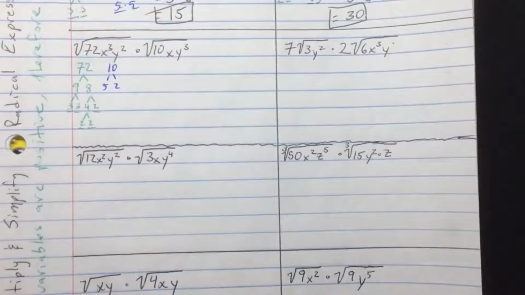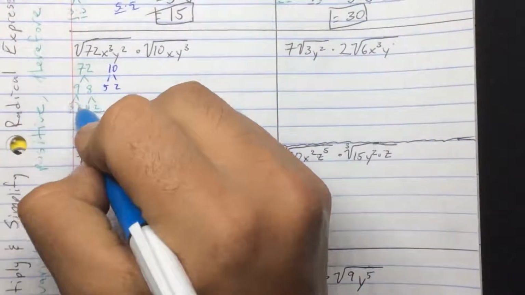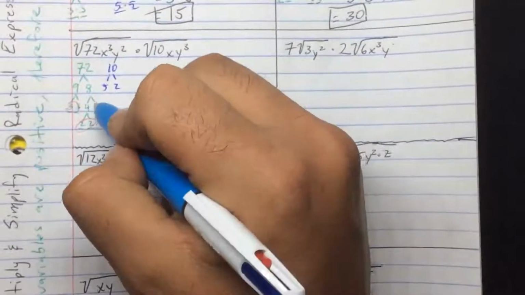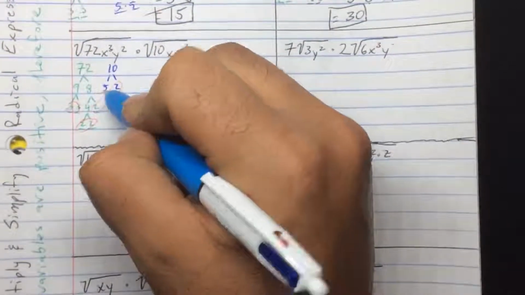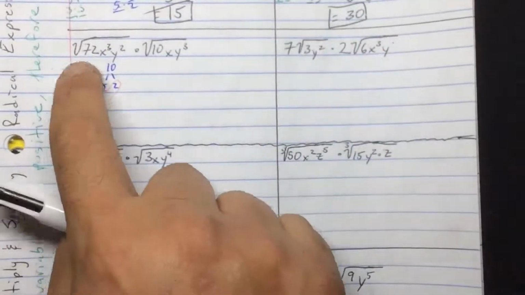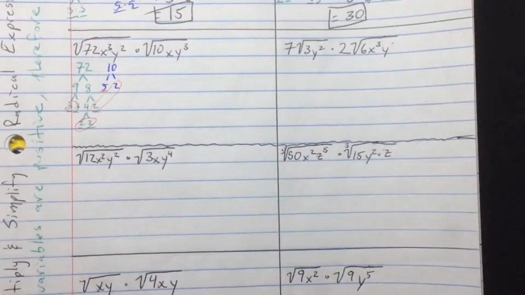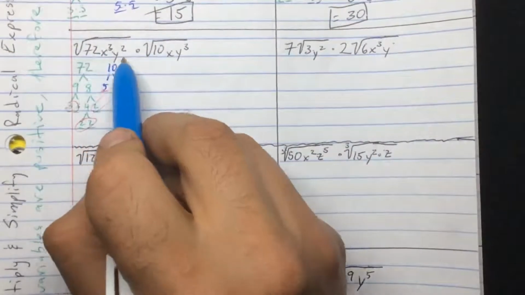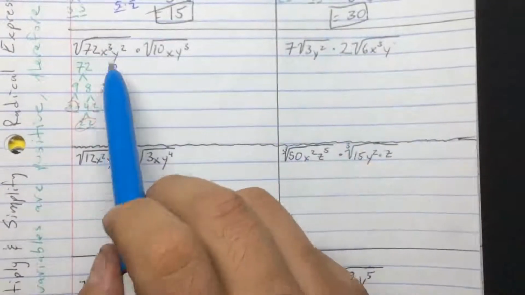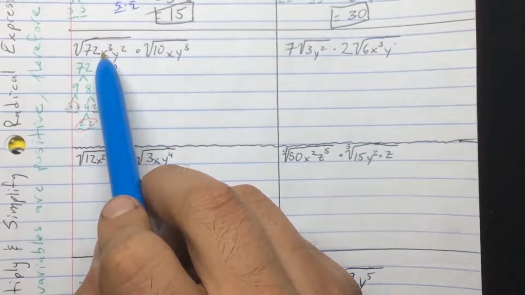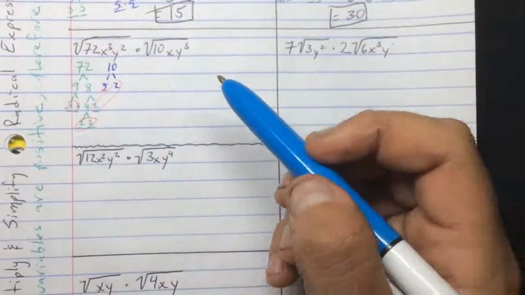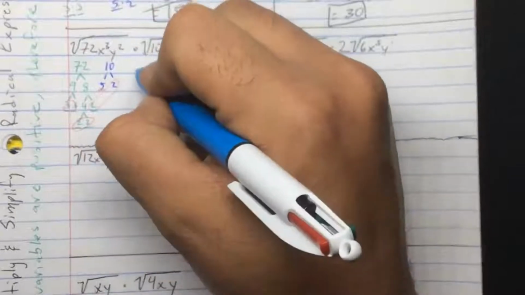So we're going to go ahead and get our pairs. We have a pair of 3's here, a pair of 2's here, a pair of 2's there, and then this 5 is by itself, which is what we need since we're doing square roots. But we also have to worry about our variables. Here we have an x cubed, but we only need x squared to come out, right?